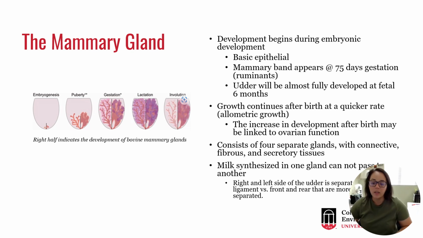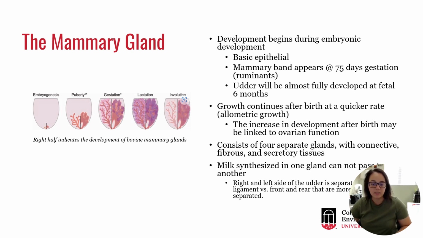There have been several studies as to why all of a sudden at birth this allometric growth happens, and it's believed that it could be linked to ovarian function. And so again, we tend to see a lot faster growth in those mammary glands after birth.